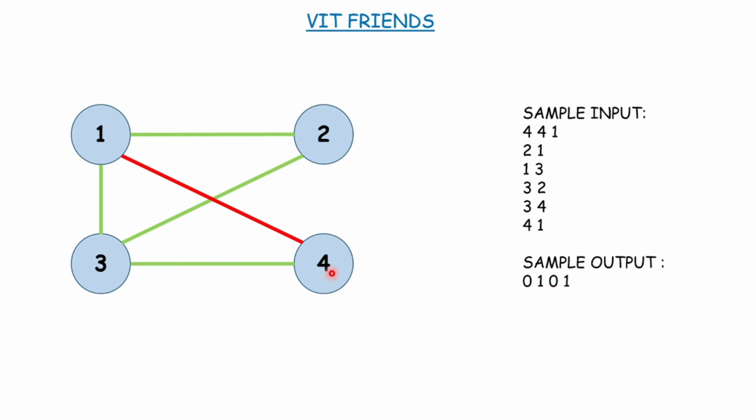Now move on to 4. As we have seen, 2 is a friend suggestion for 4, similarly to how we found that 4 was the friend suggestion of 2. Therefore the output is 0101.